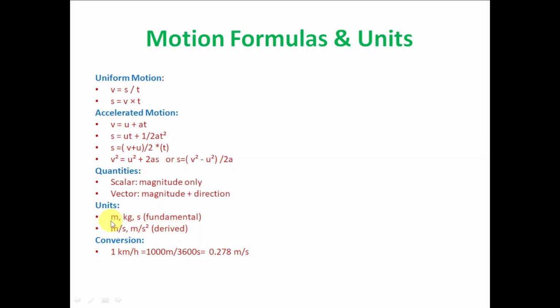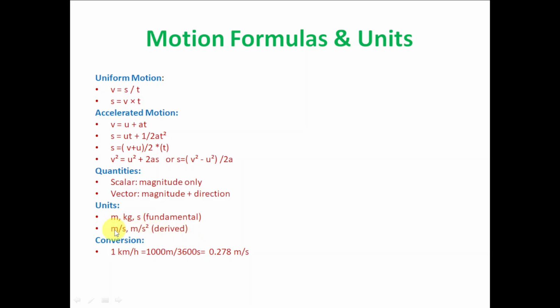Meter per second is using two fundamental units. Meter is the fundamental unit for distance, and second is the fundamental unit for time. So combining those two, you will get speed. So speed is a derived quantity, and those are derived units. You have to understand that meter, kilogram, and second are fundamentals, but meter per second or meter per second square, whatever you use, combining fundamentals is a derived unit.